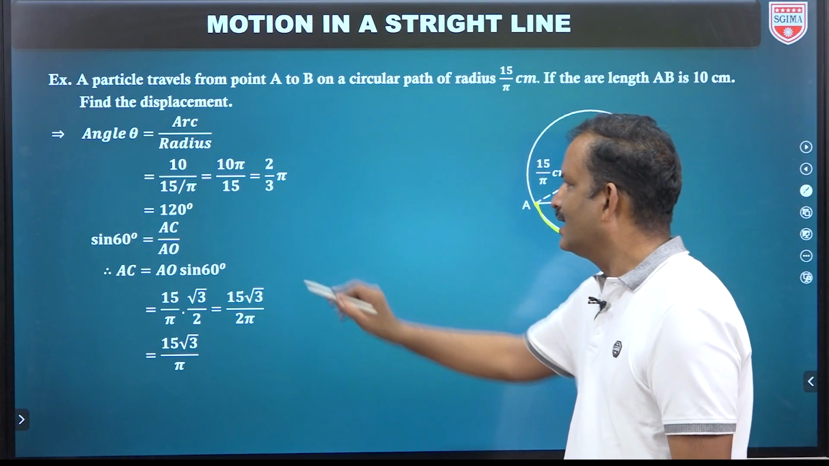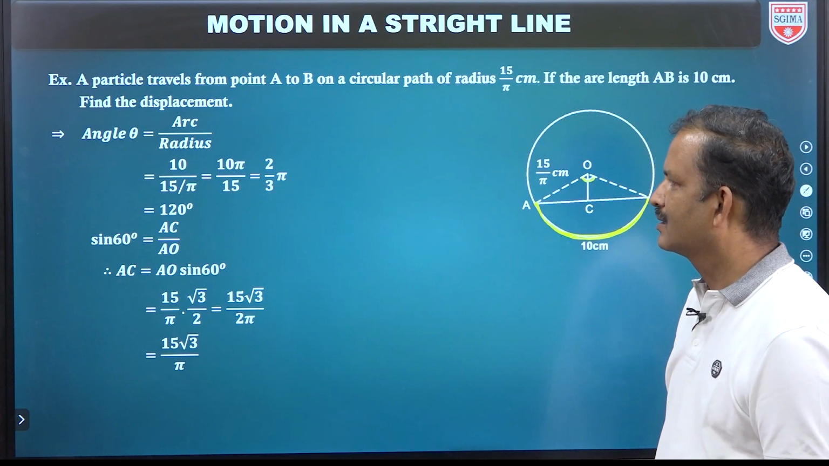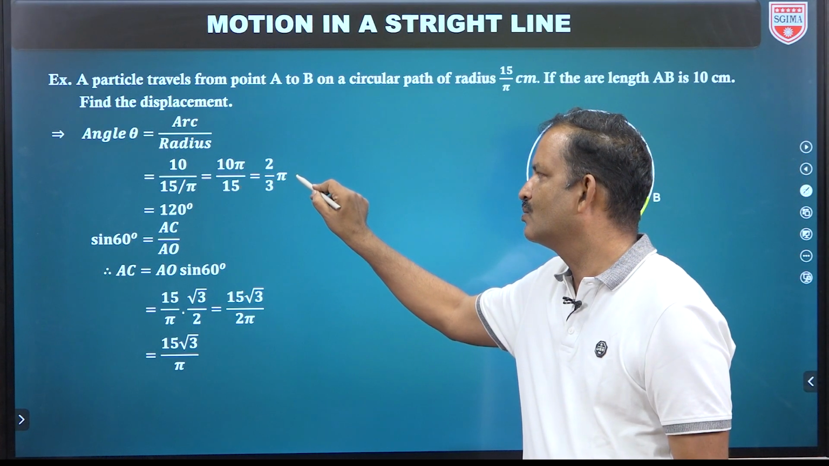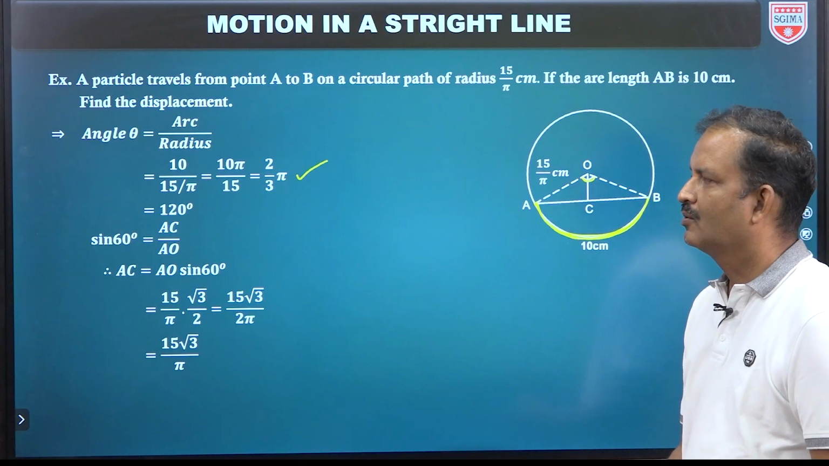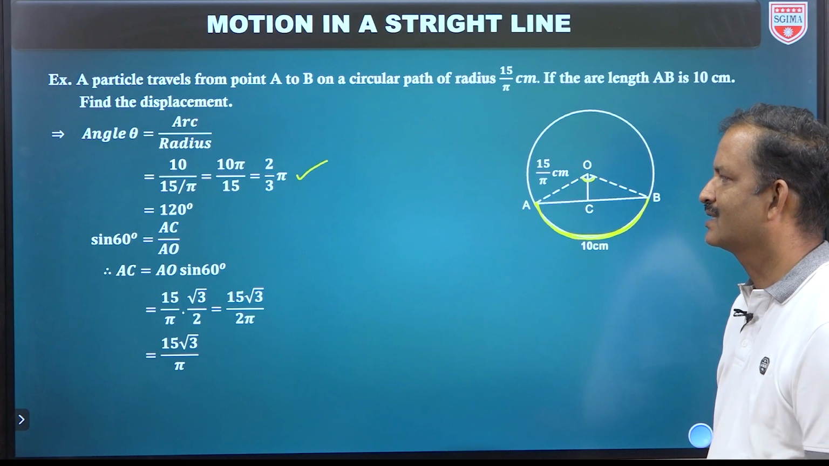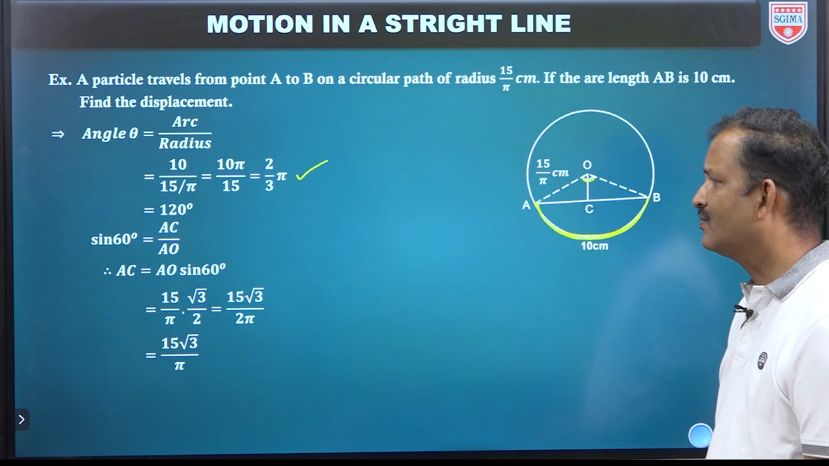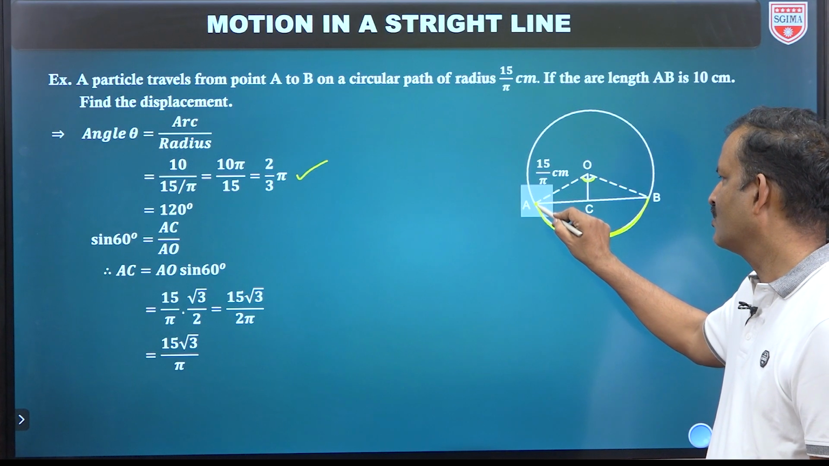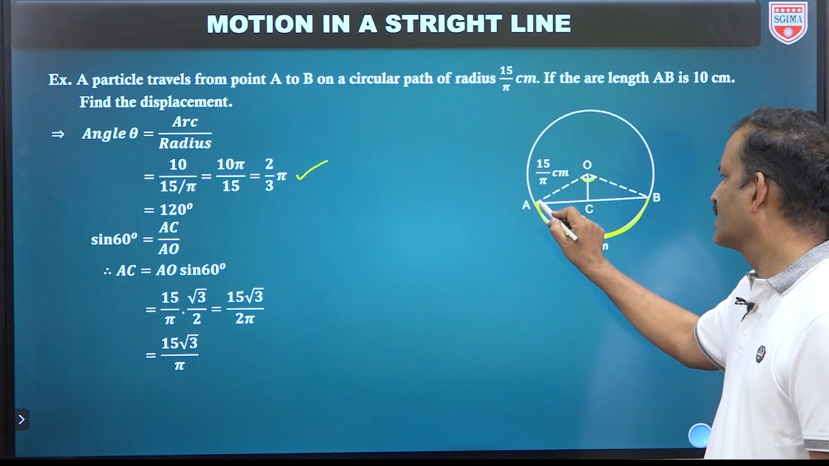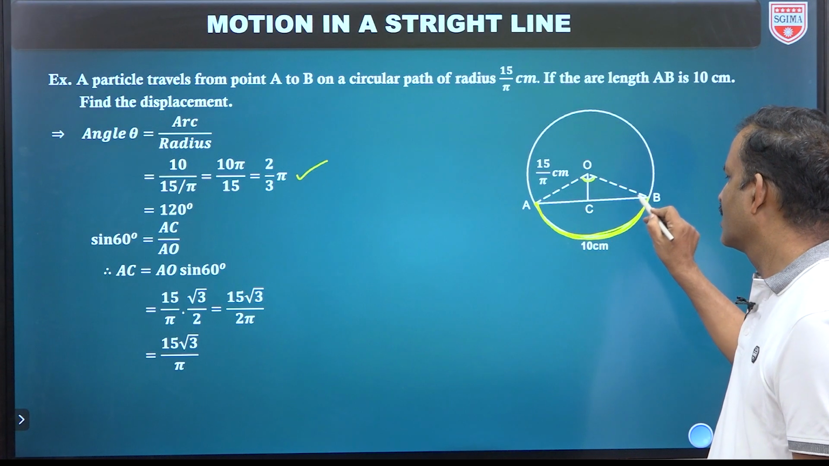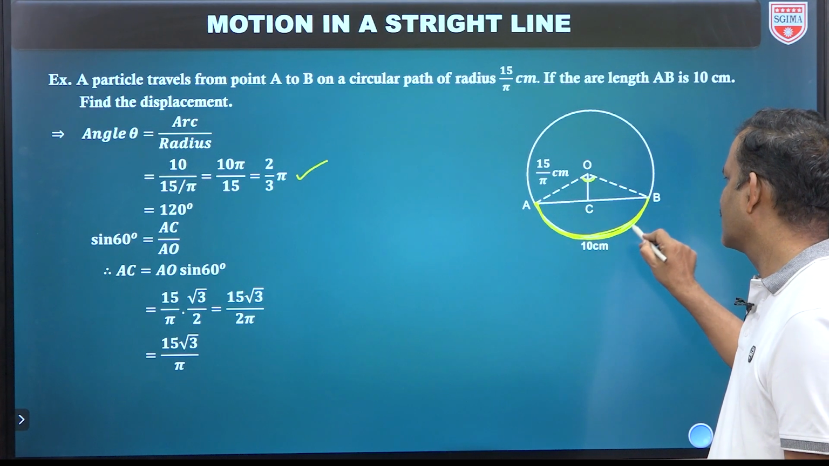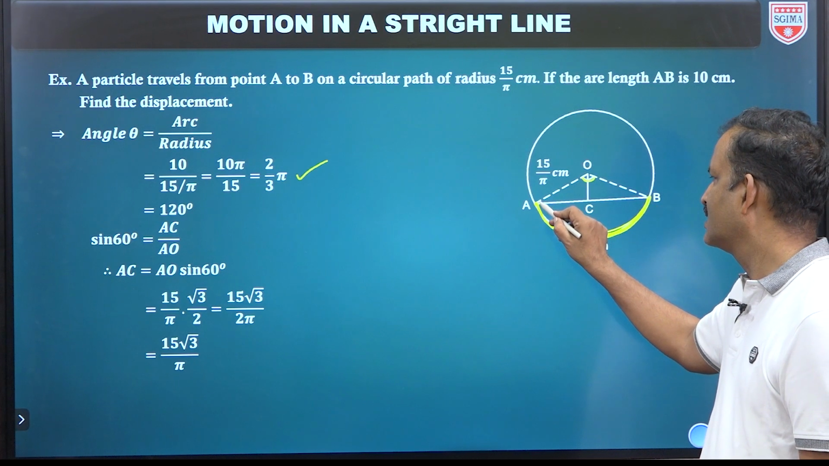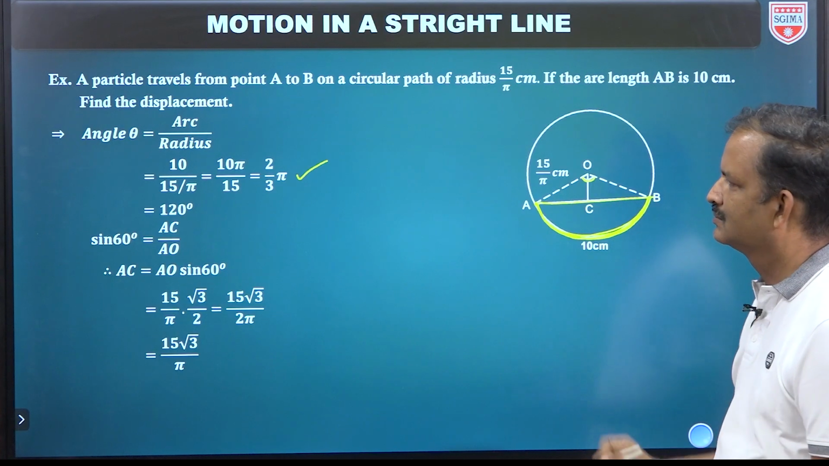So, 10 by 15 by pi, that is nothing but 10 pi by 15, that is 2 by 3 pi. 2 by 3 pi is 120 degrees. But I have to find out the displacement. That means actually the body is going in this way. This is the path length, that is the distance. But this is the displacement.